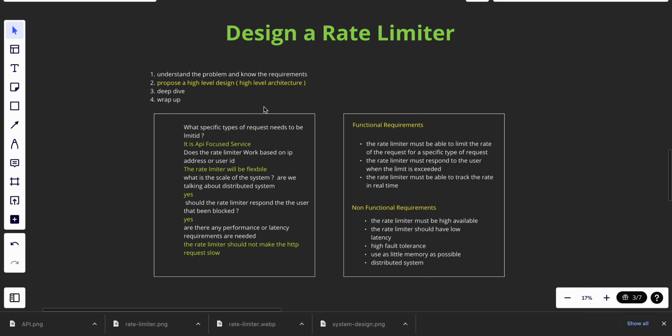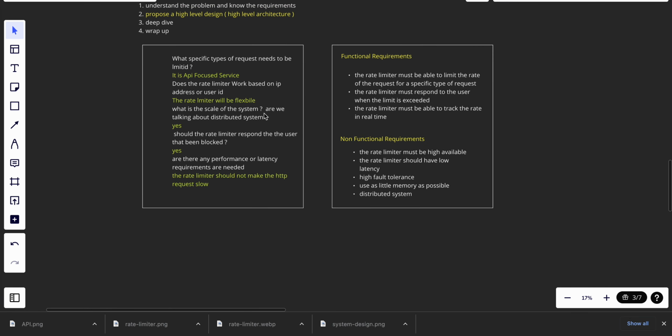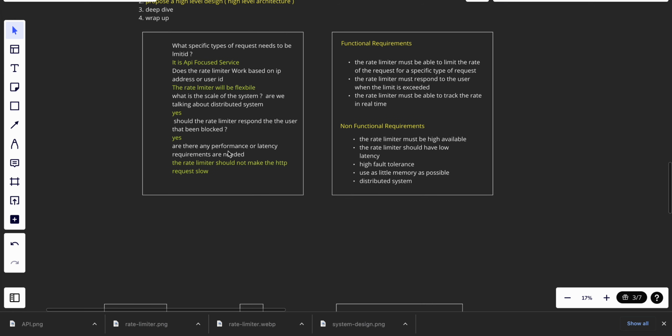We started with understanding the problem, and when you understand the problem, you just have like 5 to 10 questions, depending on how big the question is. One of the questions is what type of rate limiter we have. It's an API one. Does the rate limiter work based on IP address or user ID? It works with both, it should be flexible. What is the scale? And are we talking about a distributed system? Yes, we're talking about a distributed system.